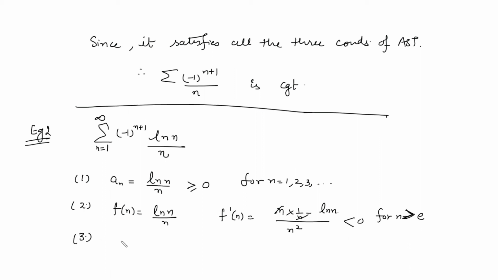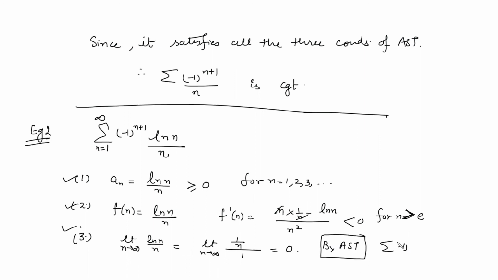Now the third, when you find the limit of ln n by n, this will be 0. This is infinity by infinity, so you can apply L'Hopital's rule and you will get 0. So all the three conditions are satisfied. So this implies by the alternating series test the given series is convergent. Okay, so now just see one more example.